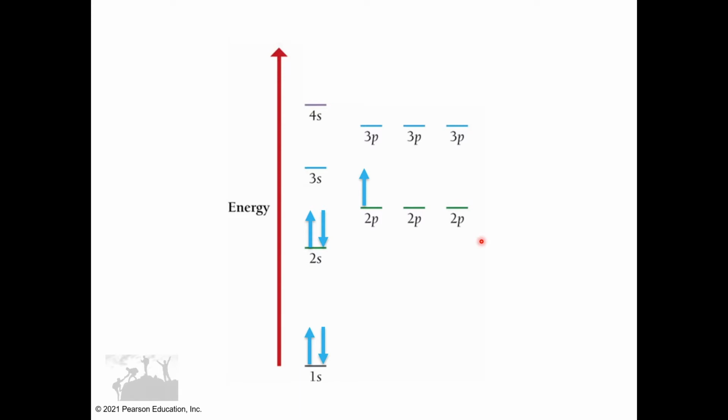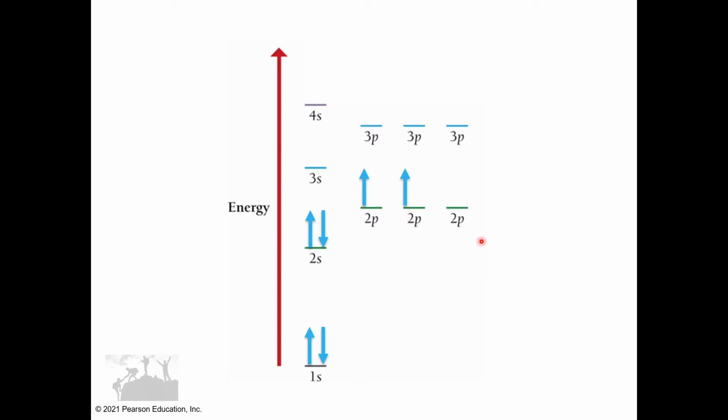Where are we going to put our last one? It has to be in another orbital. This is Hund's rule. For degenerate orbitals, you have to fill them up singly with electrons first. Okay, so this is carbon.